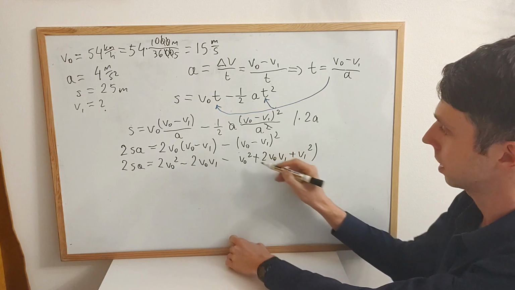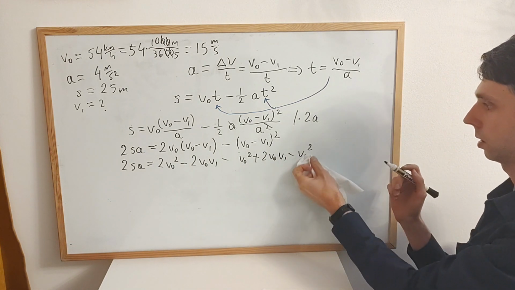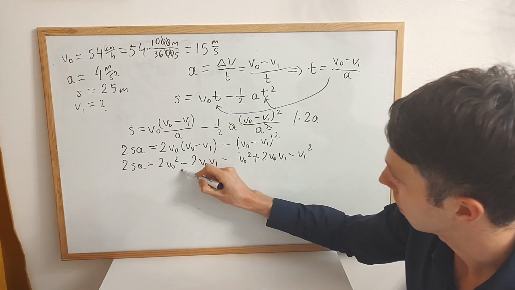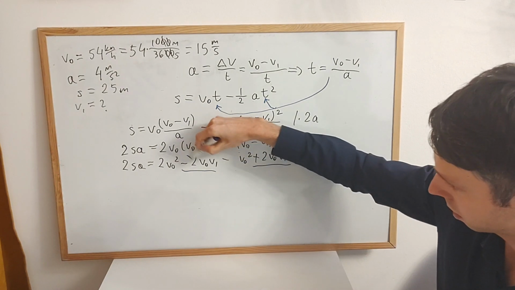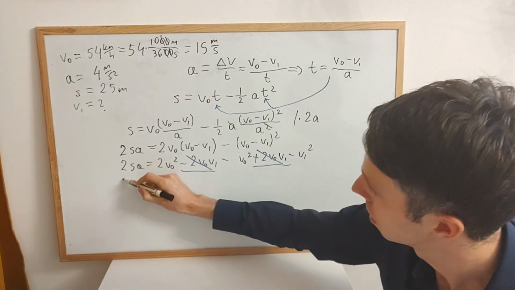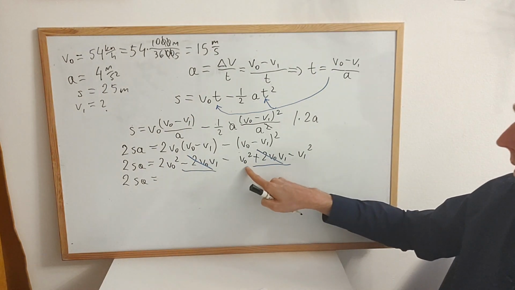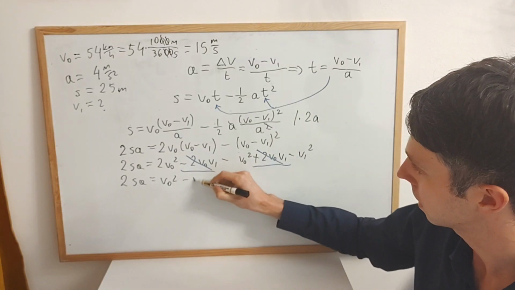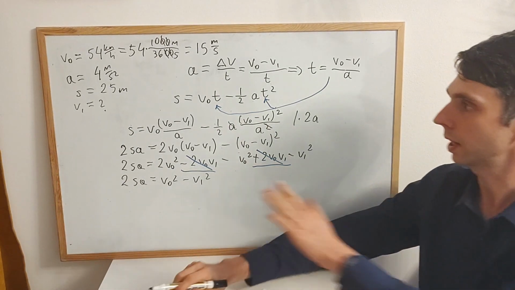So here is minus, plus, minus, and without this guy, and look, here you have minus 2 v0 v1 plus 2 v0 v1, so they cancel out. So what we have? We have 2sa, and here is 2 v0 squared minus v0 squared, so it's just v0 squared minus v1 squared. Okay, and look, now we have everything.